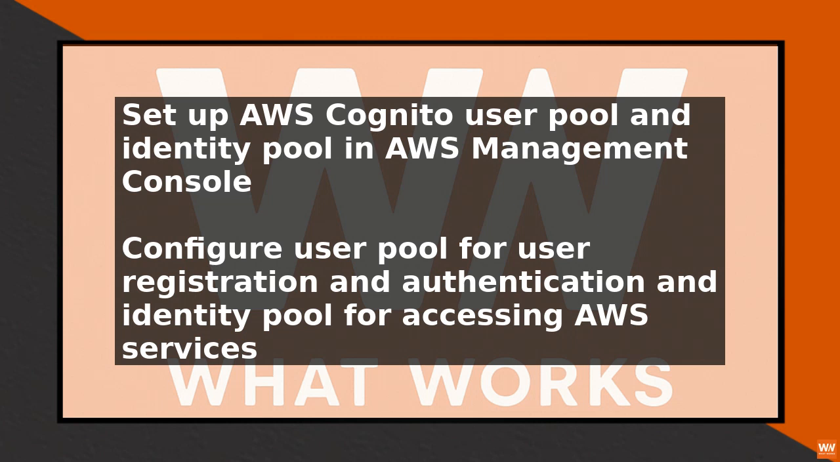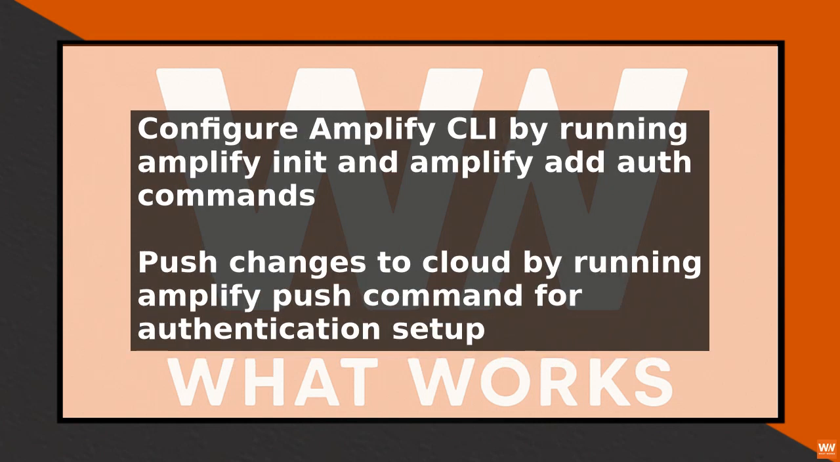If you encounter issues during the setup process, check the AWS Cognito dashboard for any error messages or warnings. Verify that the user pool and identity pool are correctly configured and that the Amplify CLI is properly set up. When troubleshooting authentication issues, check the authentication flow in your application. Ensure that the user is being redirected to the AWS Cognito hosted UI for authentication and that the authentication tokens are being correctly stored and refreshed.